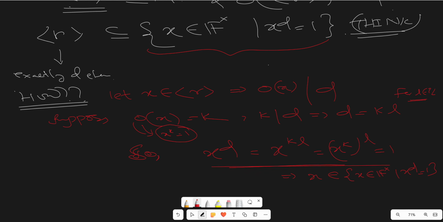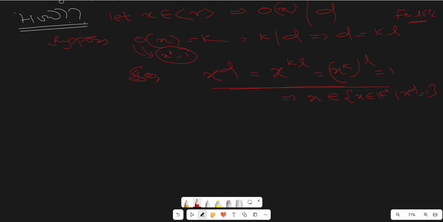Okay, so this implies that this set is contained in the set of x inside F star such that x to the power d is 1. And can't you see they are equal? Because this has exactly d elements and this has at most d elements.